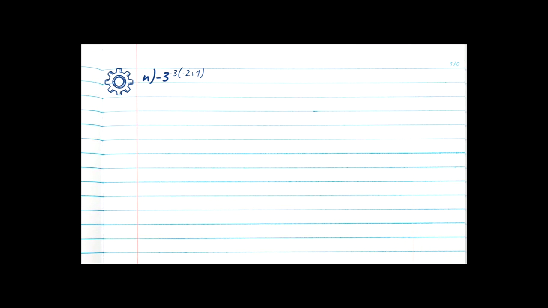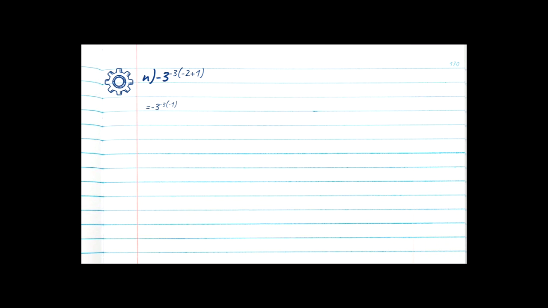Okay, so let's look at N. We can see we do have an exponent, and then attached to our exponent there are brackets. So we want to go ahead and solve the brackets first. Inside of our brackets there are no child brackets, so we can go ahead and solve the minus 2 plus 1. Minus 2 plus 1 is equal to minus 1.